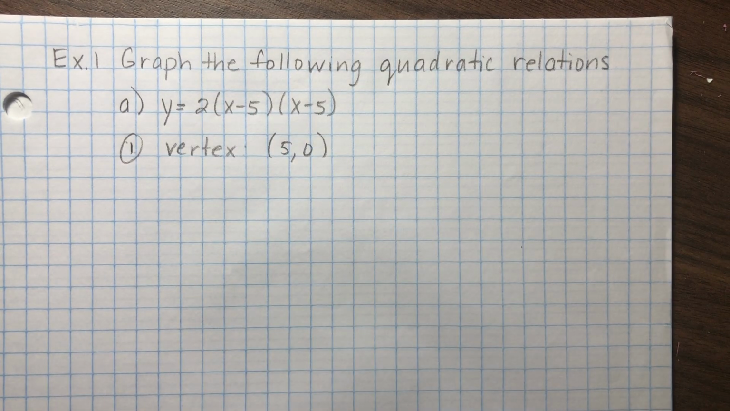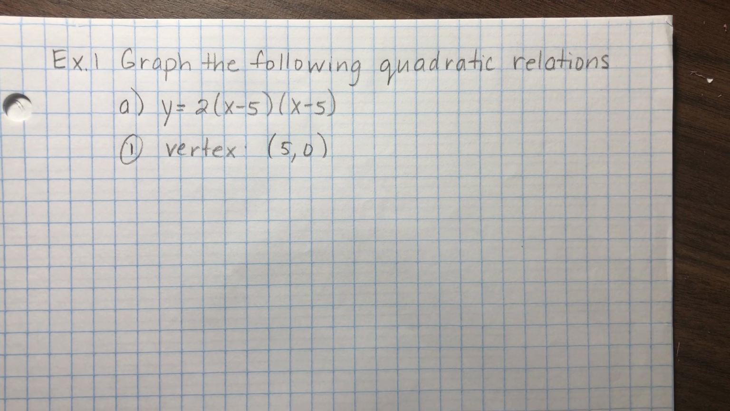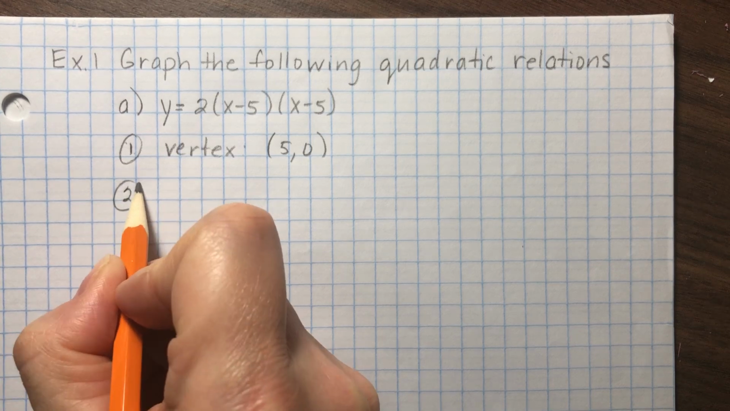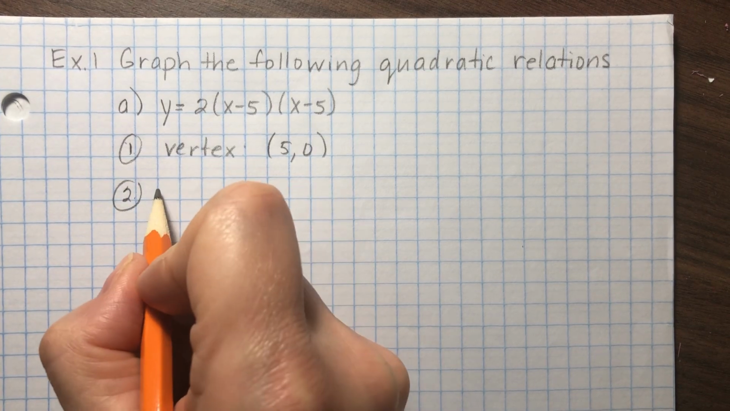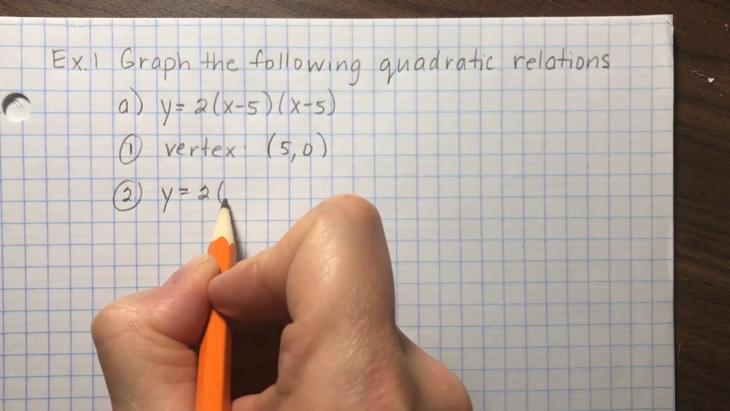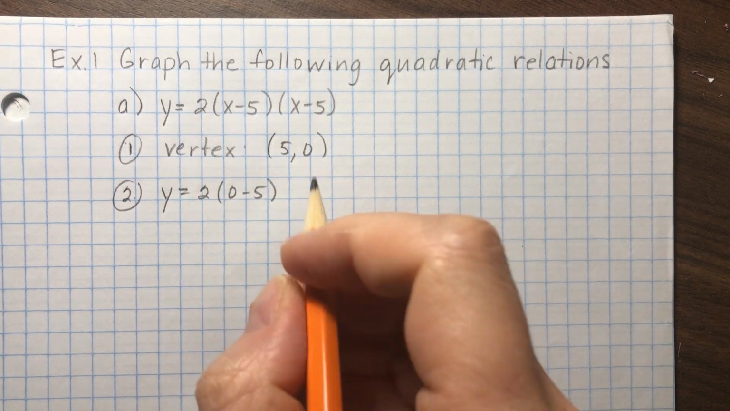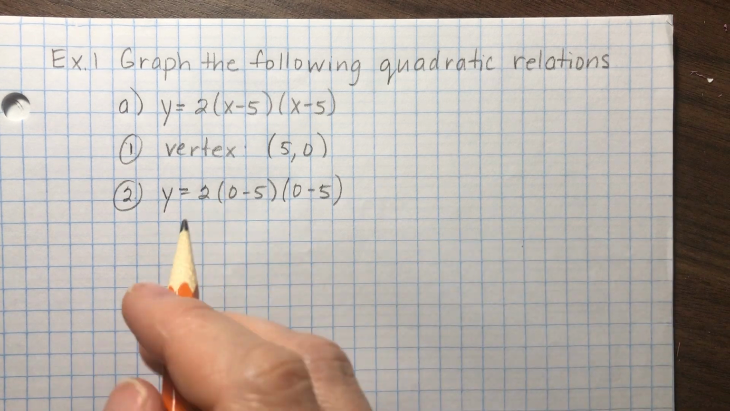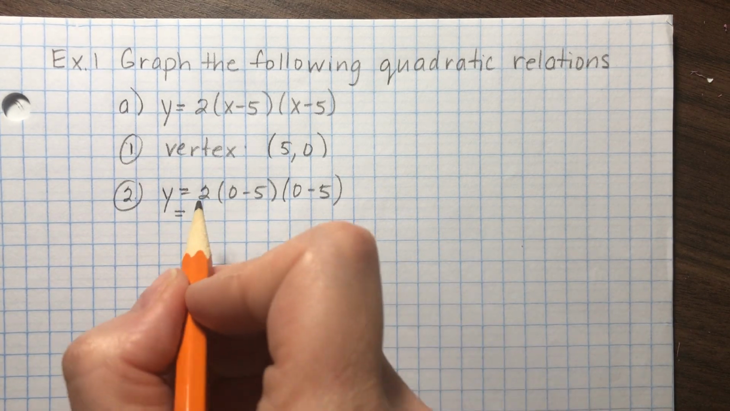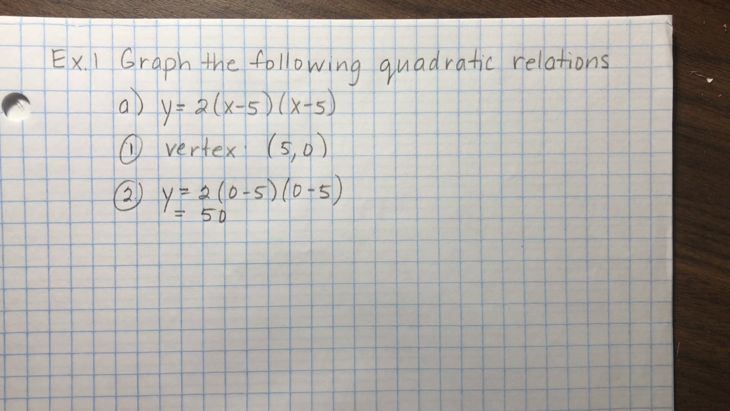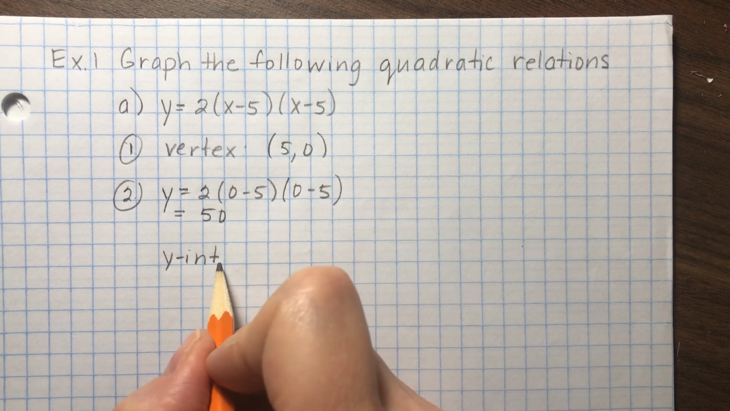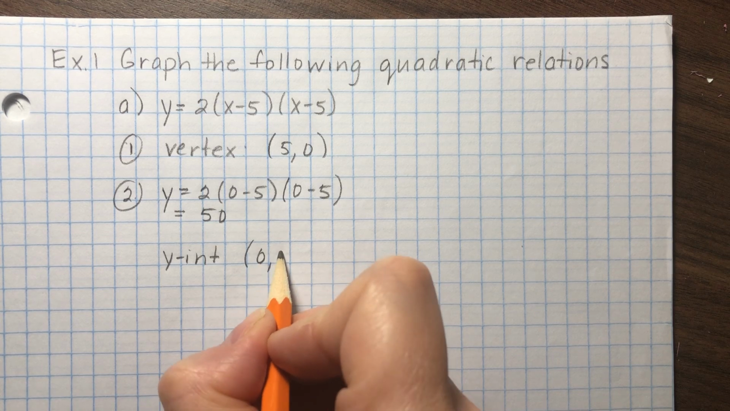Now that I have the vertex, I need to find two other points on either side of the vertex. One of the points that we're going to use is the y-intercept. To find the y-intercept, you set x equal to 0. So I'm going to sub in 0 wherever I see x, and then I'm going to evaluate. And I end up with 50. So the y-intercept will end up having the coordinates (0, 50).